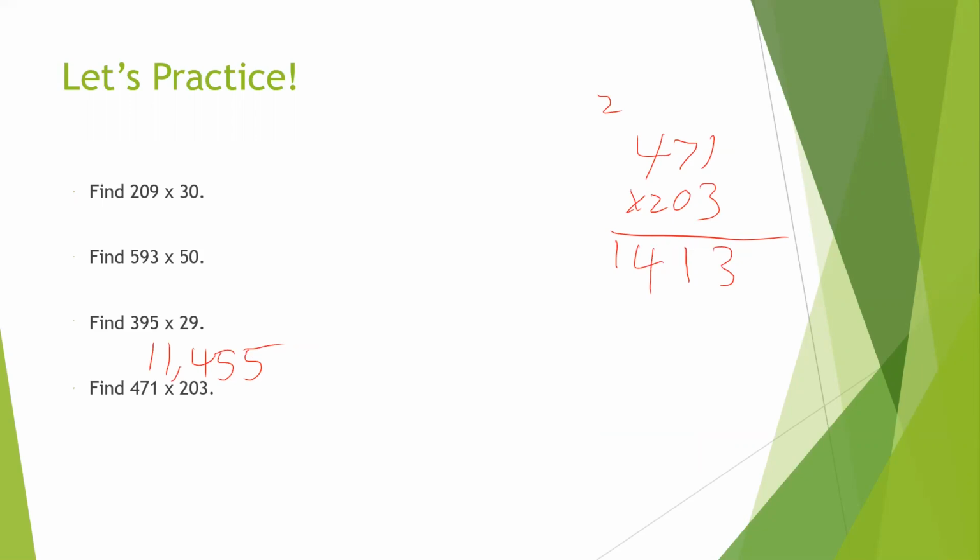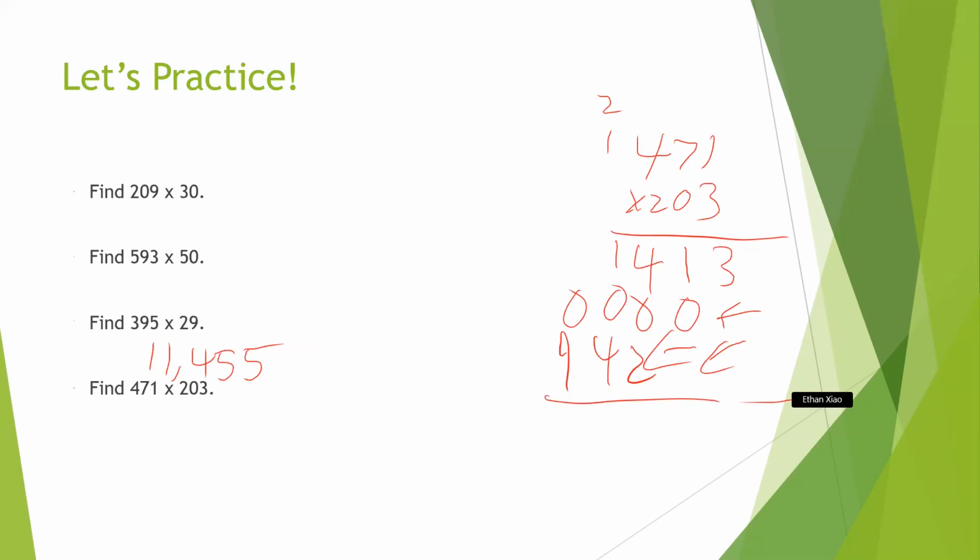Next, we have 0. We move 1 to the left. And since we just don't have anything there, we can write the entire thing as zeros because we know it's going to be nothing. Next, we have 2. And since 2 is in the hundreds digit, we have to go 2 to the left. So 2 times 1 is 2. 2 times 7 is 14. 4, 1. 2 times 4 is 8, plus 1 is 9. So we just write it like this.